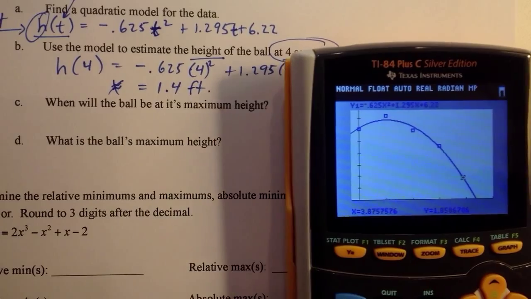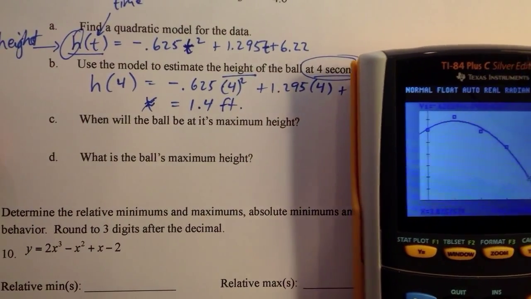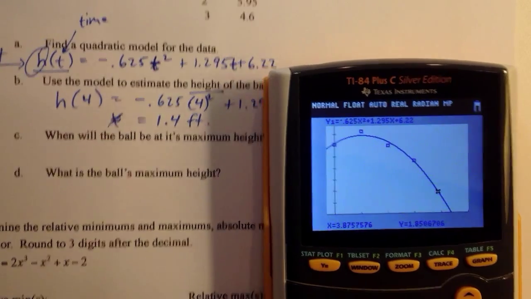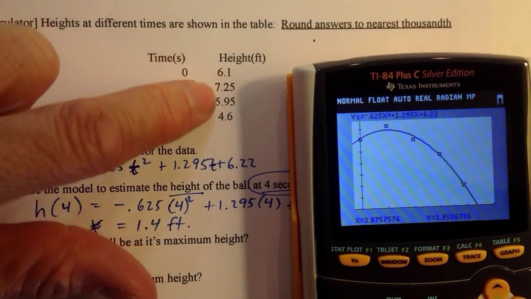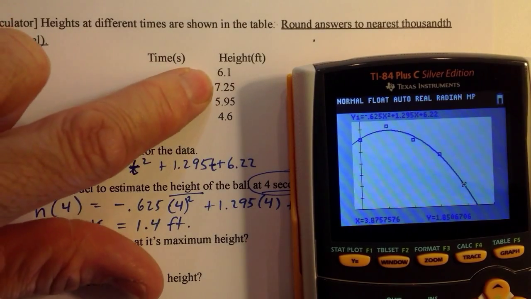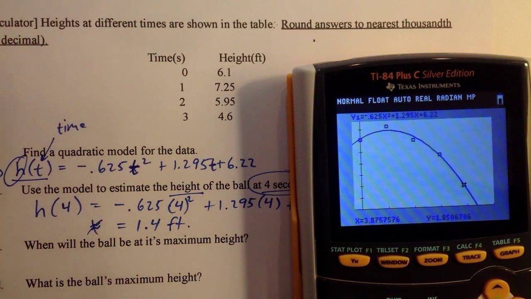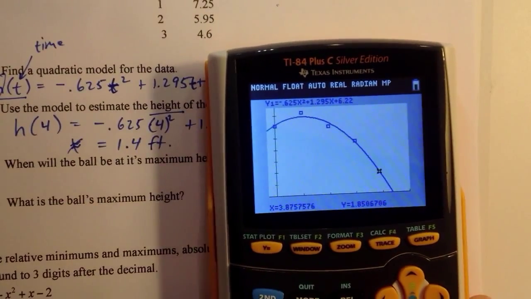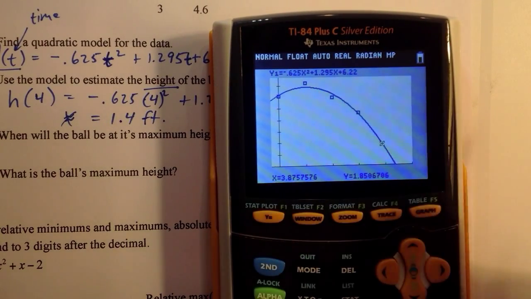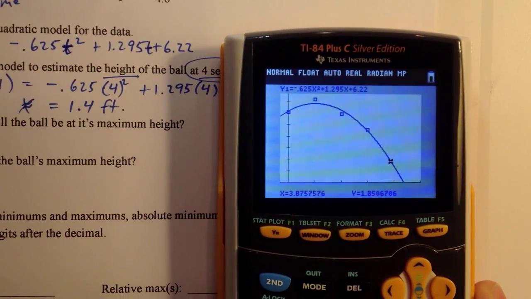When will the ball be at its maximum height? So part C, we're going to use the quadratic model. We're not going to use the table because the table of values only gives us some values and some times and some heights. That doesn't mean that the 7.25 is necessarily the highest point. In fact, if you look at the quadratic model that we came up with, it's actually lower than 7.25. So just use the quadratic model, though, to come up with the maximum height.